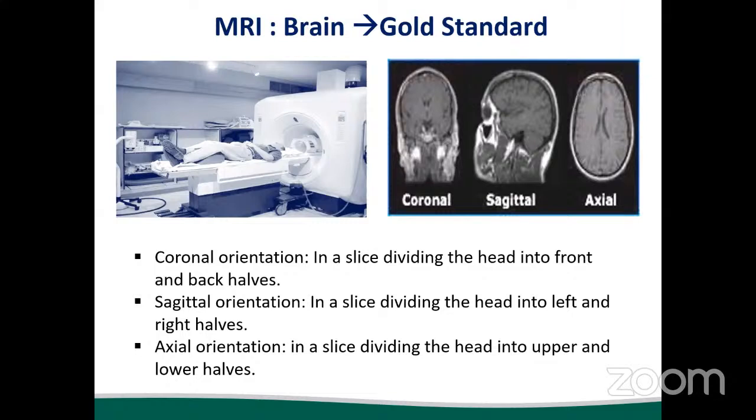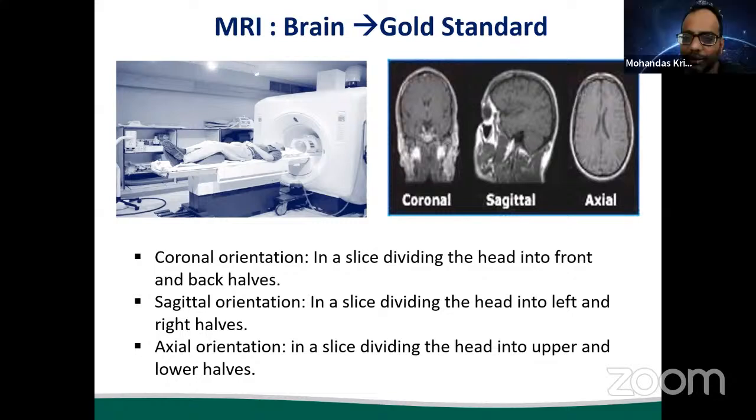Upper and lower. You see the ventricles. These are what? Ventricles. So if there is a dilation in the ventricles, CSF or anything, you see, this is the importance of the MRI studies. You must know what you are looking at, right? Coronal, sagittal, and axial.